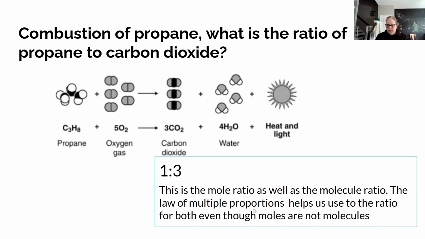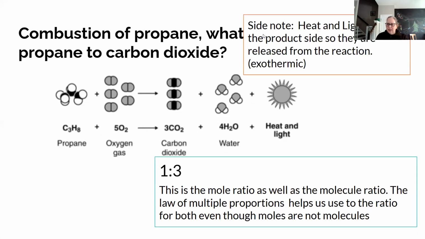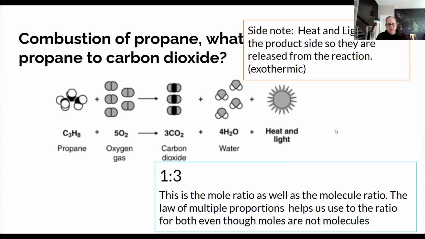Okay, and that's the law of multiple proportions or the law of definite proportions, depending on who you talk to, proves that those sets of carbon dioxide are also equal to moles of carbon dioxide. And do note, we do see heat and light on this side. So heat and light exited the experiment. So it is exothermic.